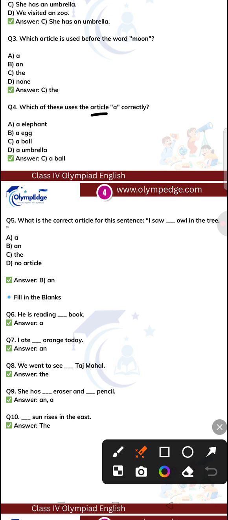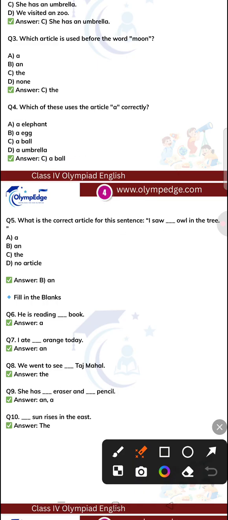Then which of these uses the article a correctly? A elephant, a egg, a ball, a umbrella. So here these all start with vowels, right? It will be an elephant, an egg, an umbrella, but ball is starting with a consonant B, right? So it will be a ball. So the answer is a ball.